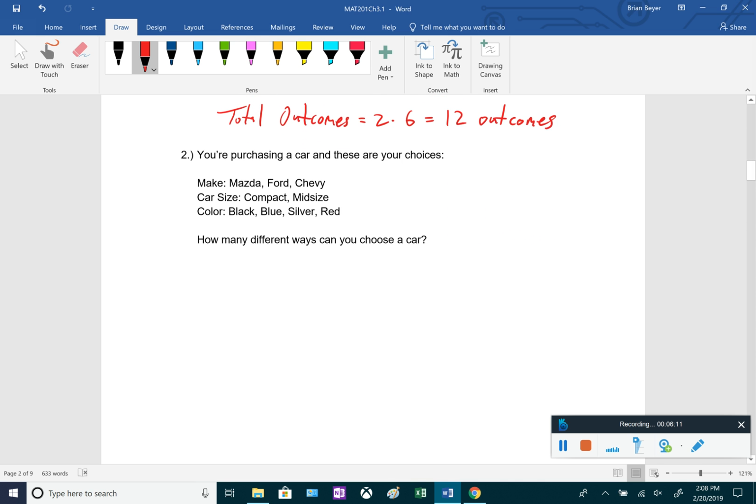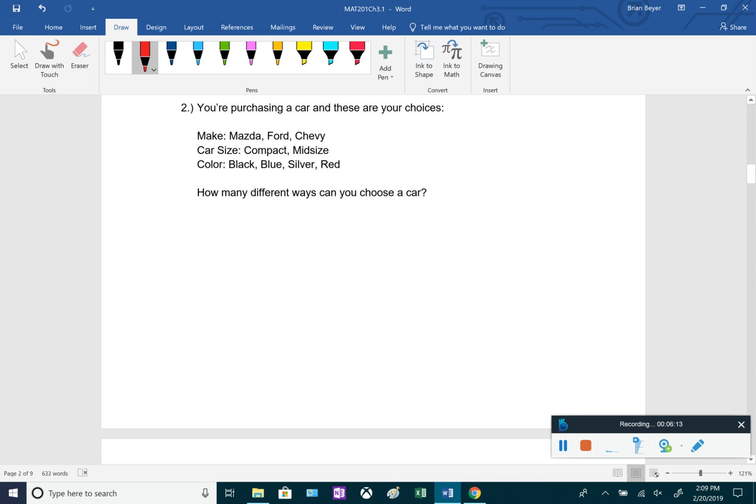Okay, so let's make it a little more difficult here. So let's say you're purchasing a car and you have 3 choices. You have 3 things to choose from: the make, the car size, and the color. So for the make, you can choose from Mazda, Ford, or Chevy. The car size is compact or midsize, and the colors are blue, black, silver, and red. So we want to know, based on all of those possibilities, how many different ways can we choose a car.